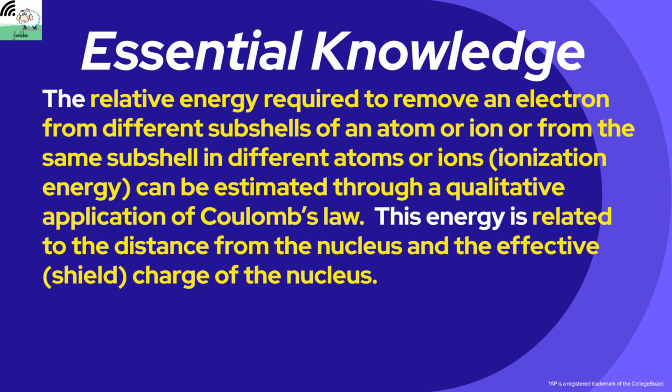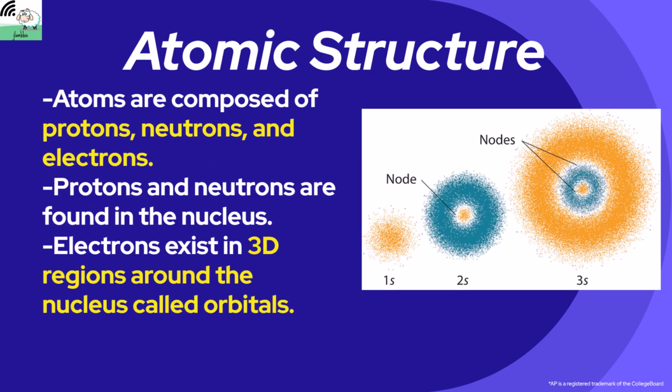And lastly, the relative energy required to remove an electron from different subshells of an atom or ion, or from the same subshell in different atoms or ions, can be estimated through a qualitative application of Coulomb's law. So we're going to be thinking about Coulomb's law as we determine the amount of energy required to take away an electron. We need to think about how attracted that outermost electron is to the positively charged nucleus. And again, we'll dive into Coulomb's law and have that discussion in just a moment. This energy is related to the distance from the nucleus and the effective charge of the nucleus in and of itself. So again, let's go ahead and dive into the nature of atoms in and of themselves.